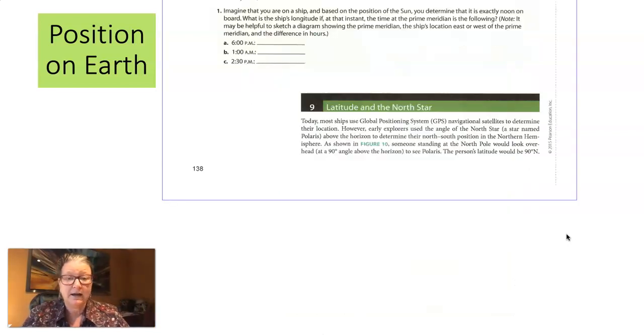Then you're going to skip ahead to activity 9. And that's the latitude and the North Star. And this is a pretty cool thing. So today, as it says in the instructions, we use global positioning systems to figure out where points are, their latitude, their longitude, and also their elevation above sea level. But in the past, sailors used the North Star to figure out what their latitude was.